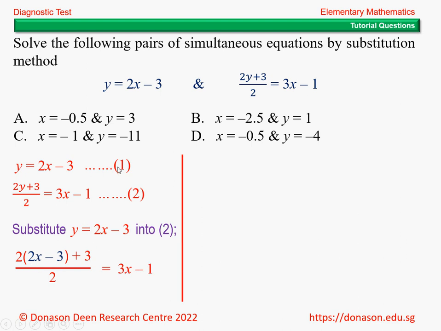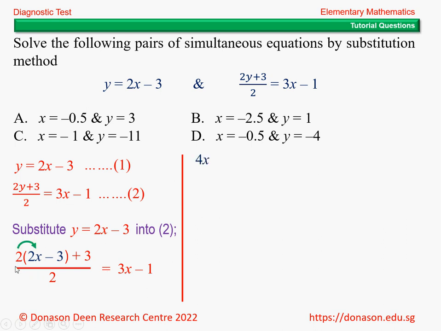So remember, if you take it from equation 1, you have to substitute into equation 2. Don't take it from equation 1 and substitute back into equation 1, then it's not going to help you to solve the simultaneous equation. So I took equation 1 where y was the subject and I plugged it into the y in equation 2. So I get 2 times (2x minus 3) plus 3, I copy down over 2, equals 3x minus 1. So what do we do next?